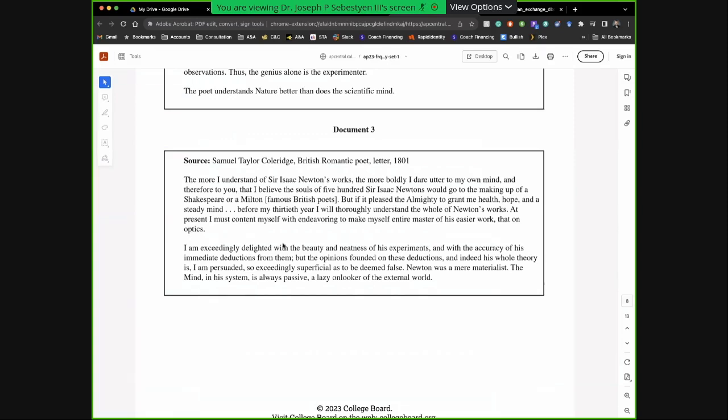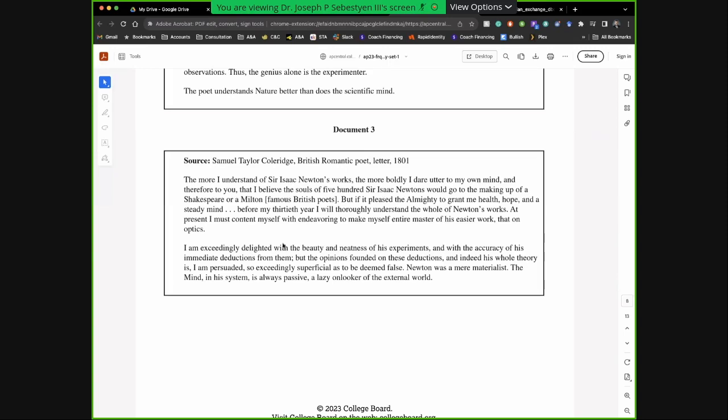The more I understand of Sir Isaac Newton's works, the more boldly I dare utter to my own mind, and therefore for you, that I believe the souls of 500 Sir Isaac Newtons would go to the making up of Shakespeare or Milton, famous British poet. But if it please the Almighty to grant me health, hope, and a steady mind before my 30th year, I will thoroughly understand the whole of Newton's works, and at present I must content myself with endeavoring to make myself entire master of his easier work on optics.